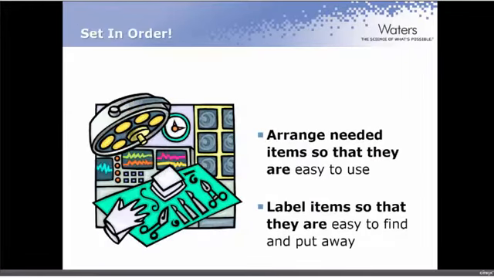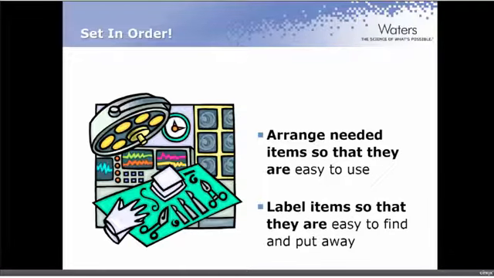If we look at set in order, this is probably one of the most critical pieces of the 5S. They're all critical, but this is the one where you can actually gain and reduce non-value added and reduce some of your waste. And that's where you're arranging what you need to do your job as close as possible. It's easy to use and you can find it every time.